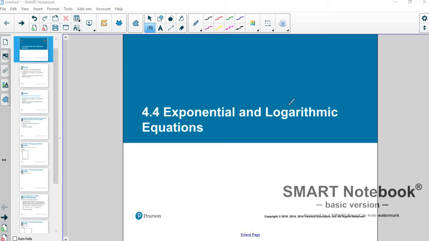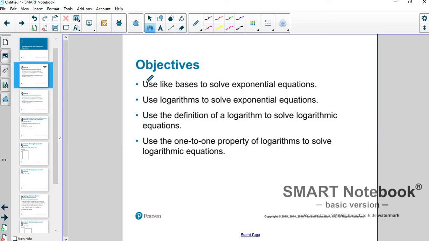This one is the second half for my class at least, or the other half, if you will, of section 4.4 exponential and logarithmic equations. This section covers how to solve two types of exponential equations and two types of logarithmic equations. We are going to focus on the two types of exponential equations found in this section 4.4.